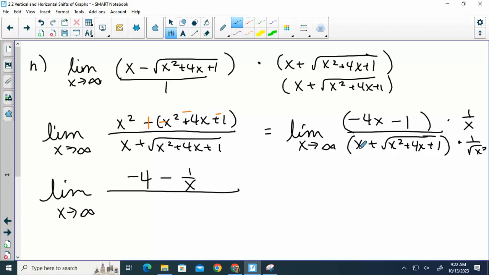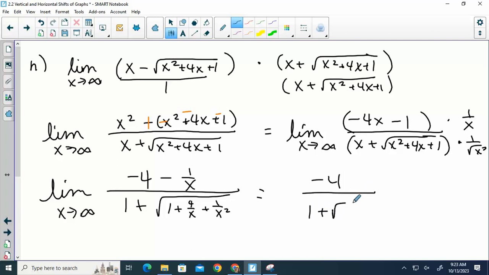Okay. So this x is not under a radical, so we're going to multiply by 1 over x. This one is in the radical, so we get 1 plus 4 over x plus 1 over x squared. Then a number over infinity goes to 0, so we have negative 4 over 1 plus the square root of 1, and all these would be zeros. So we get negative 4 over 2, and negative 2.